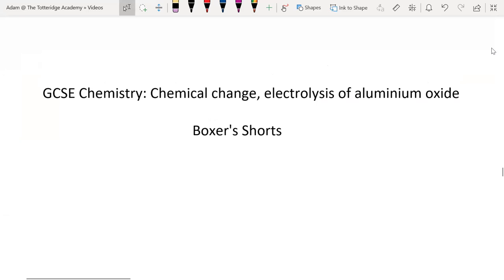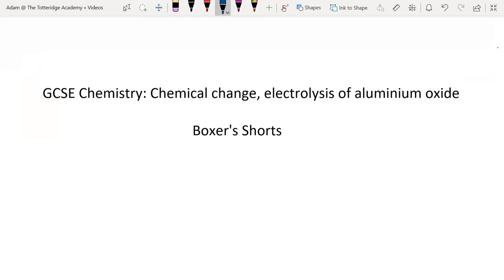Today we are going to be looking at the electrolysis of aluminium oxide. Up until now, we've spent the unit looking at electrolysis in a general sense. We've looked at half equations and we've looked at the electrolysis of liquid ionic compounds. Now, you need to know about one particular liquid ionic compound, and that is aluminium oxide. There are some additional details about its electrolysis that you need to know, and that's what we're going to do in this video.